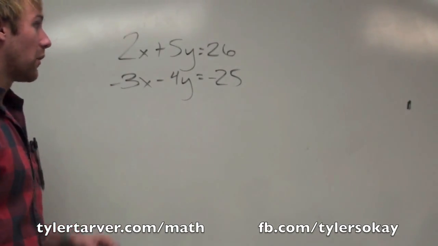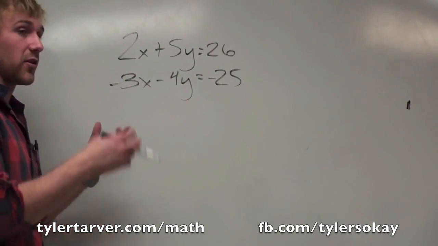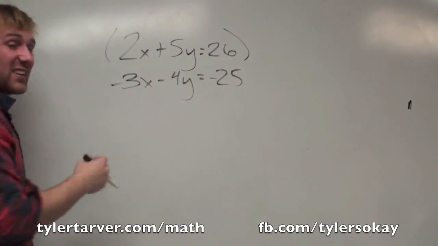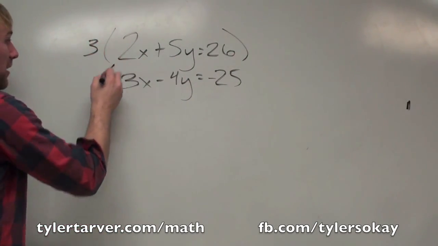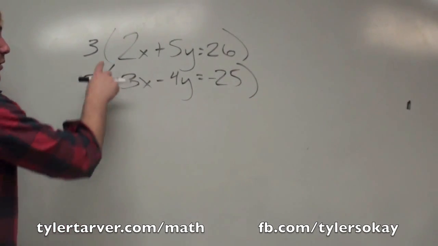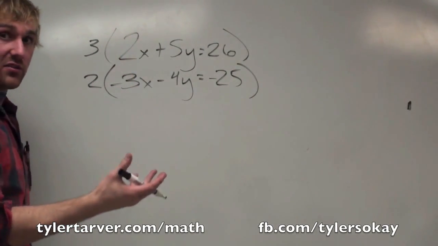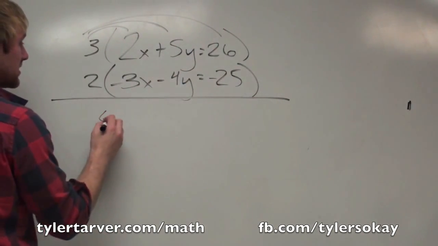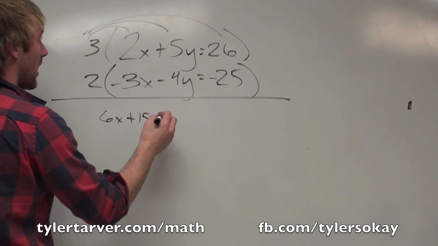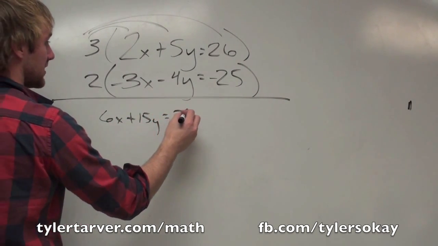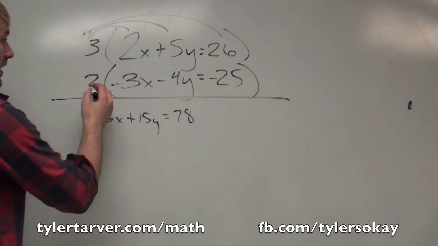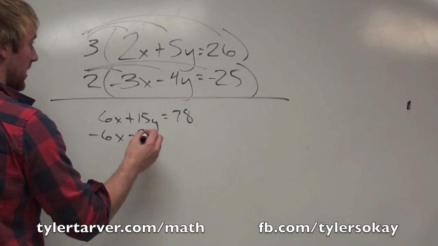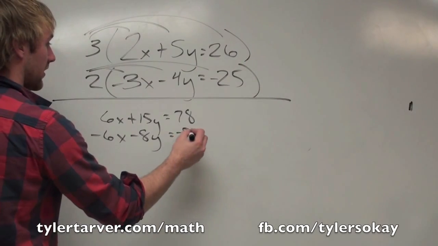Now what I'm going to do is multiply. I've already got opposites as far as positive and negative goes, but I need them to be the same number. I think the easiest way would be to make the x's cancel each other out. Multiply that one by 3 and that one by 2, which means I'm going to have 6x and negative 6x, which gives me my elimination that I want. So I distribute the 3 to all of those. It would be 6x plus 15y equals 78. And then distribute there. It would be negative 6x minus 8y equals negative 50.